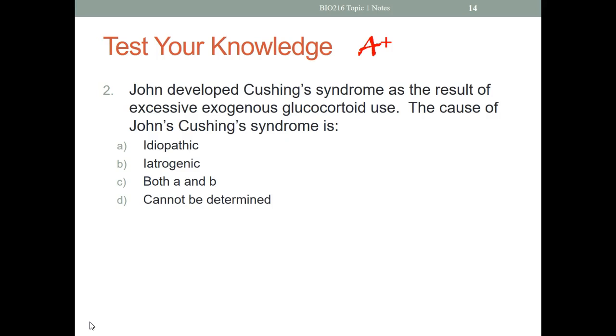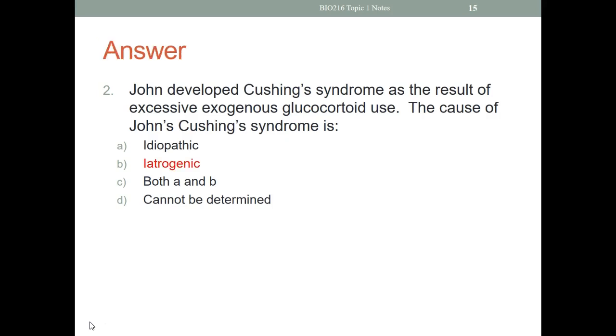John developed Cushing's syndrome as a result of excessive exogenous glucocorticoid use. In other words, he's taking steroids, maybe as a result of asthma. And secondarily, he developed Cushing's syndrome as a result of taking the steroids. So the cause, we would say the cause of his Cushing's syndrome is, so take a minute and determine the answer. And the answer is iatrogenic. So this is a condition caused by medical treatment.